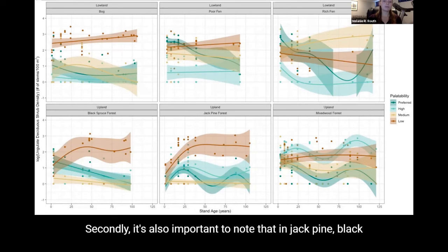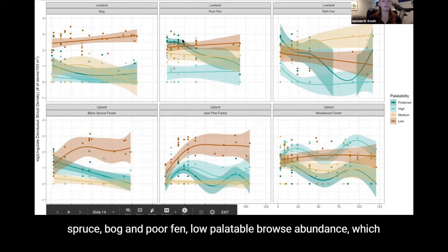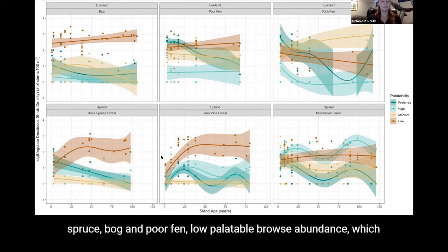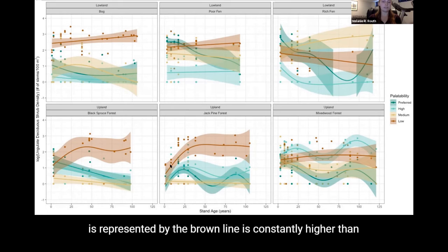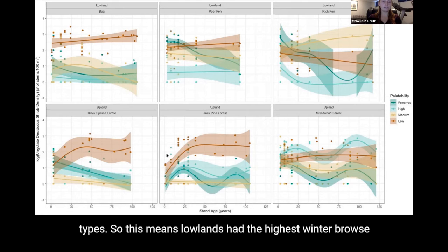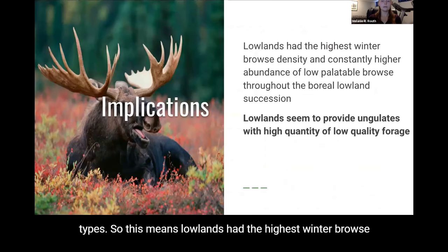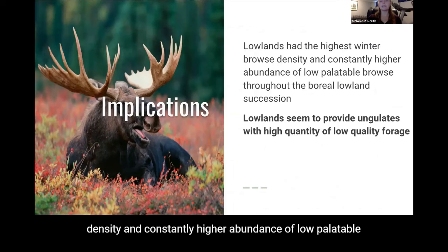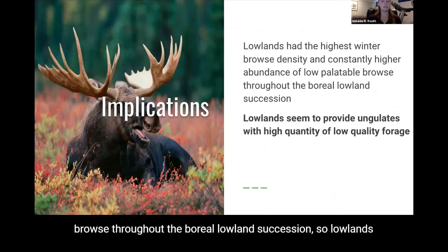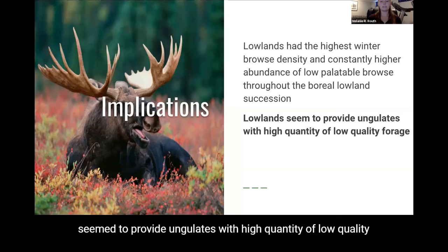Secondly, it's also important to note that in jack pine, black spruce, bog, and poor fen, low palatable browse abundance, which is represented by the brown line, is constantly higher than all the other palatability categories in these land cover types. So this means lowlands had the highest winter browse density and constantly higher abundance of low palatable browse throughout the boreal lowland succession. Lowlands seem to provide ungulates with a high quantity of low quality forage.